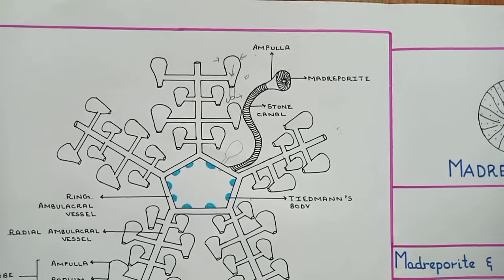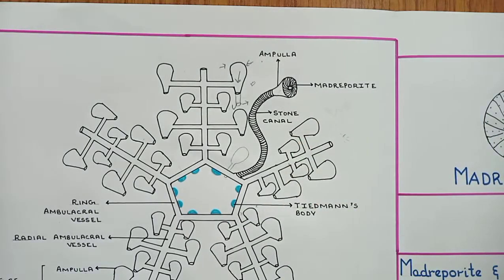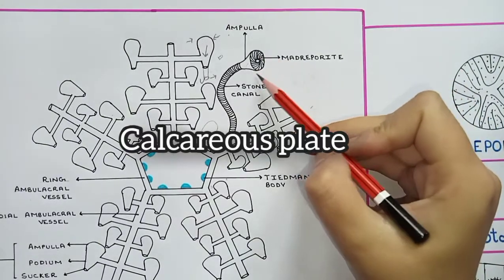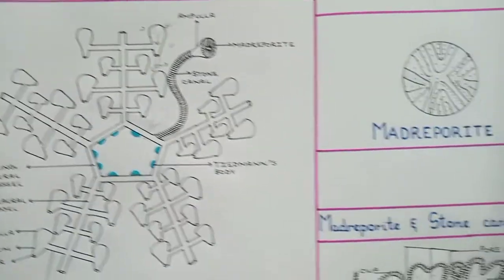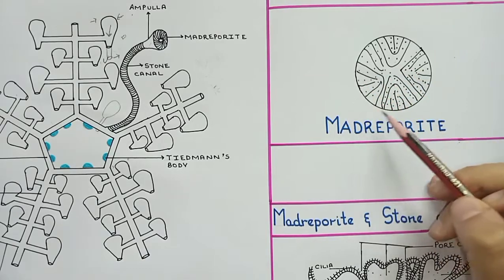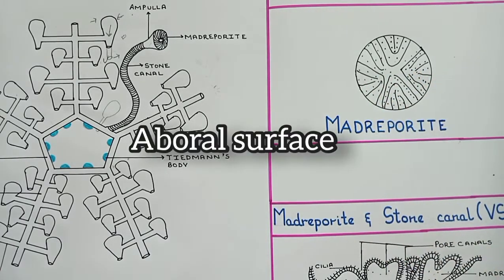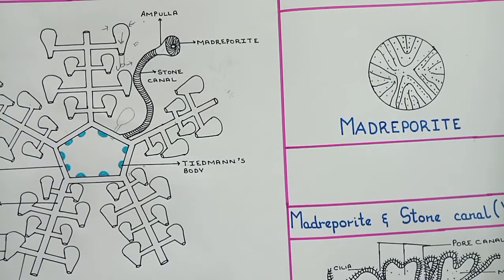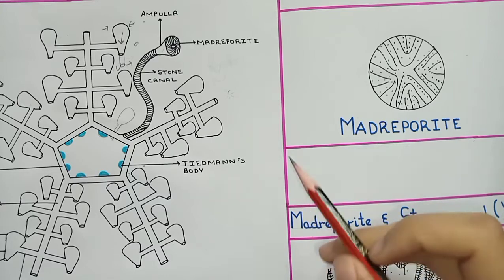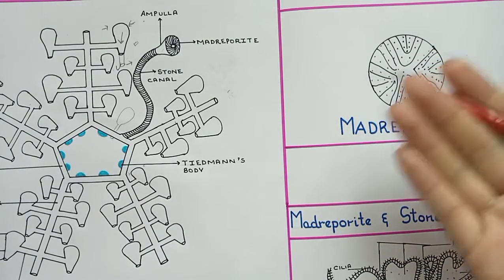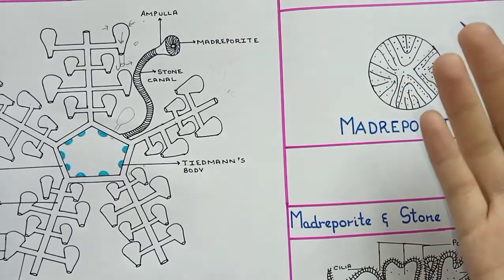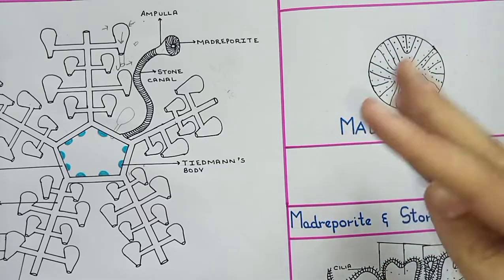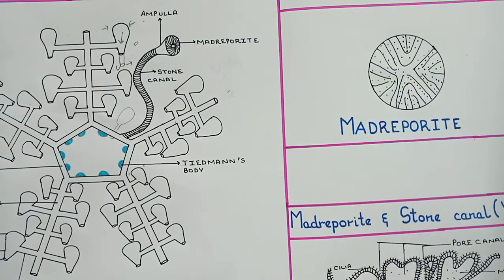Now if we talk about the Madreporite, the Madreporite is a rounded calcareous plate, and it might be present on the aboral surface. Now, in starfishes, the surface which is viewed from the top is considered as the oral surface, and the surface which we can't see, which is on the bottom, is called the aboral surface.